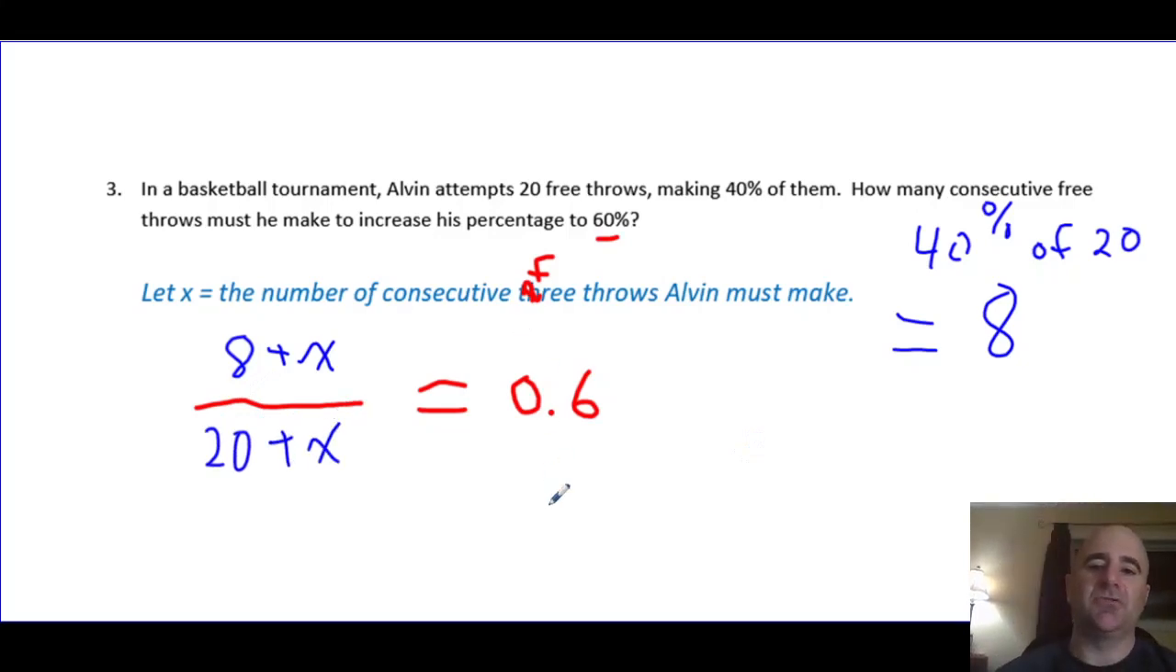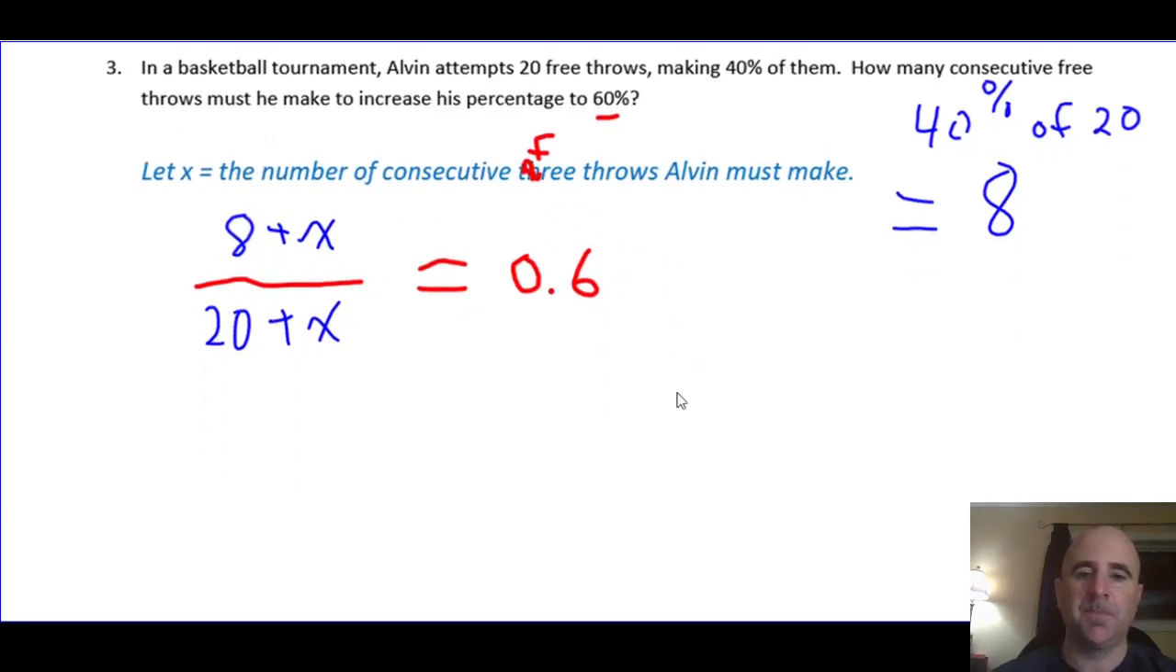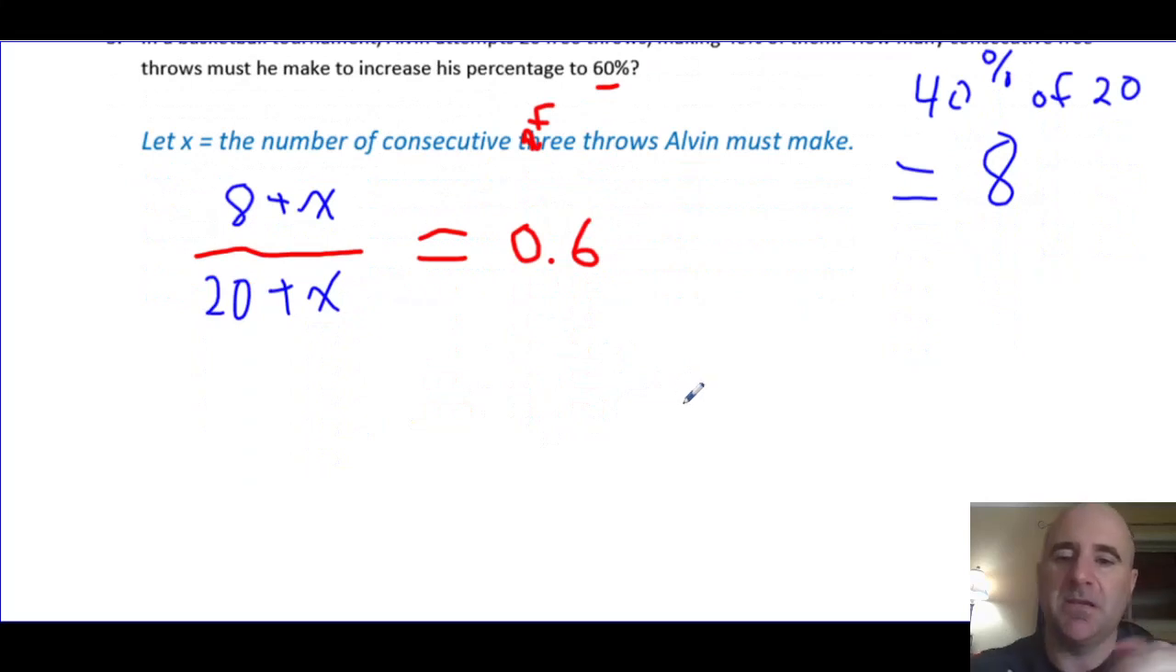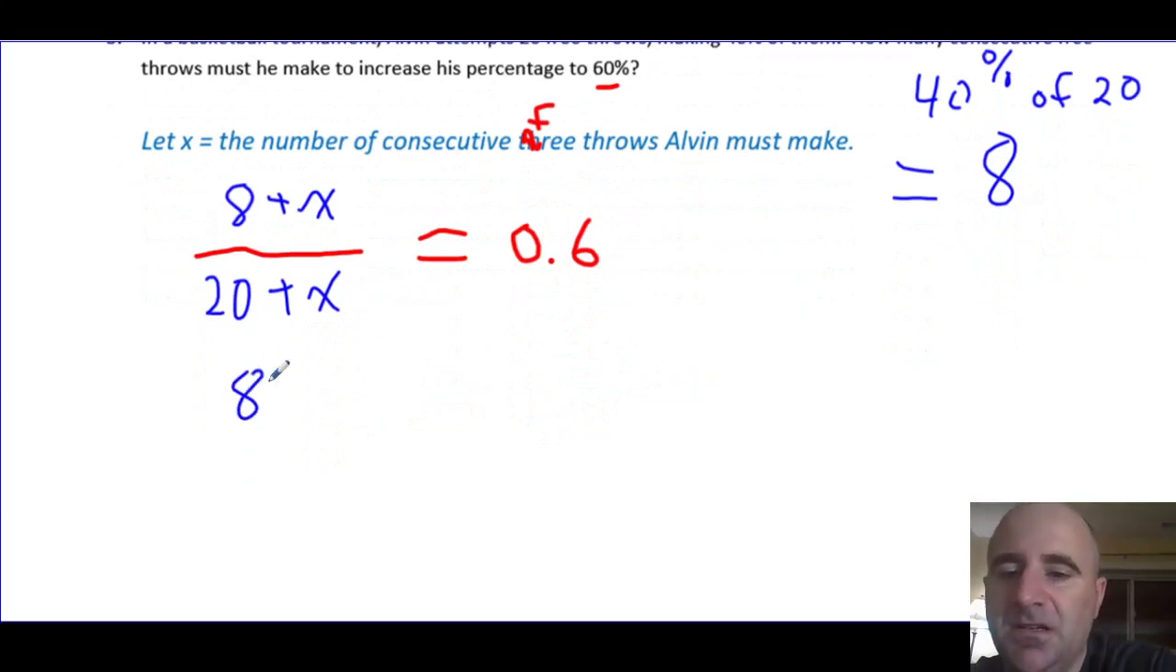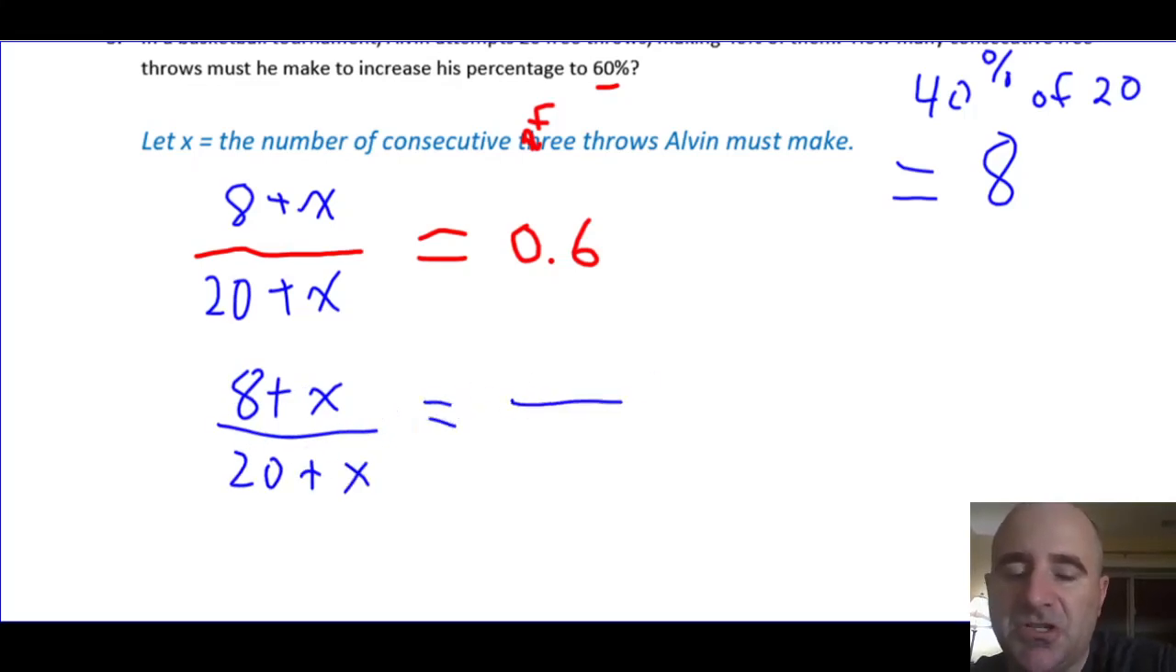And so this equation right here is actually going to give us the solution. He makes 8 free throws plus the consecutive ones at the end, divided by 20 total plus the consecutive ones at the end, and we want that to equal 60%. Now, this step's not necessary, but I think it makes the problem a lot more interesting, or a lot neater answer, is to take 60% and change it to a fraction.